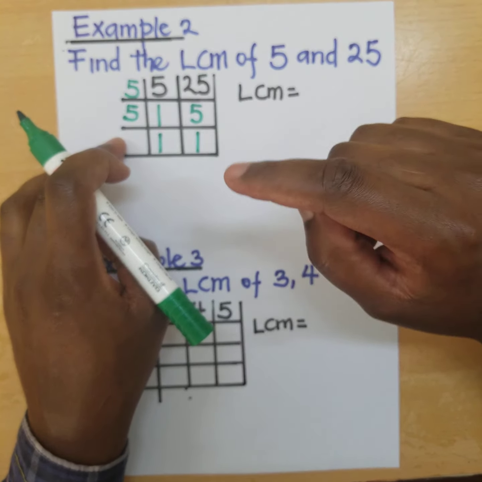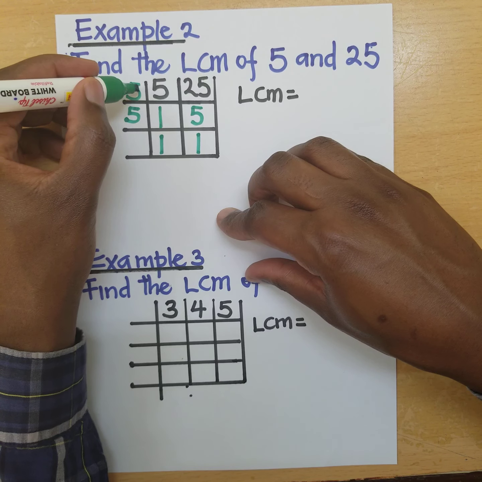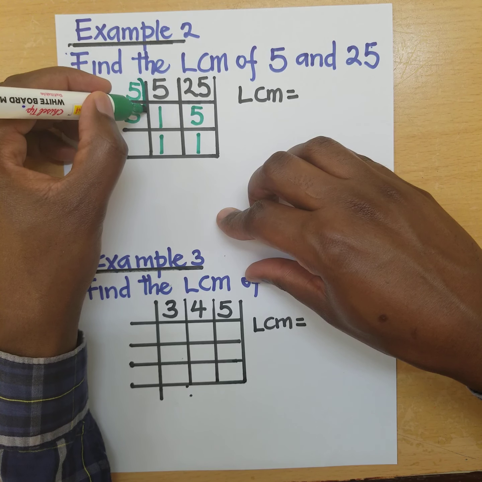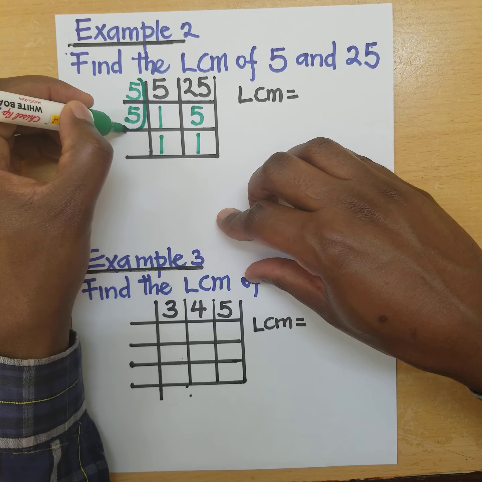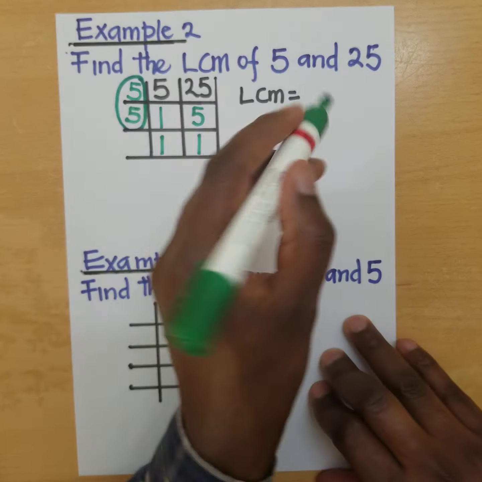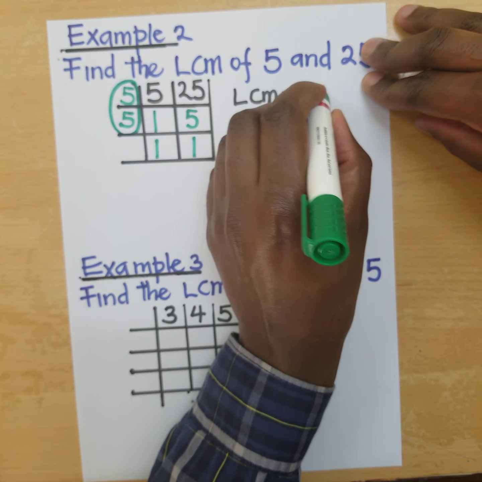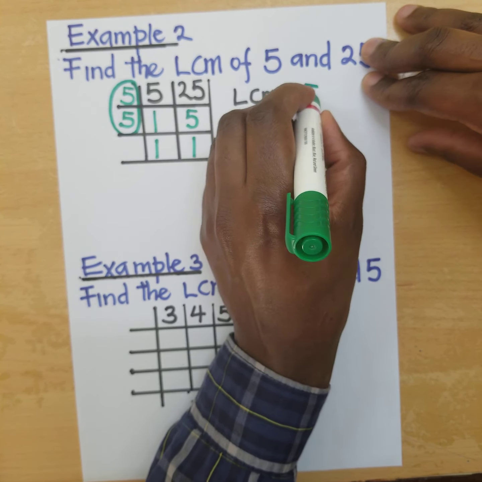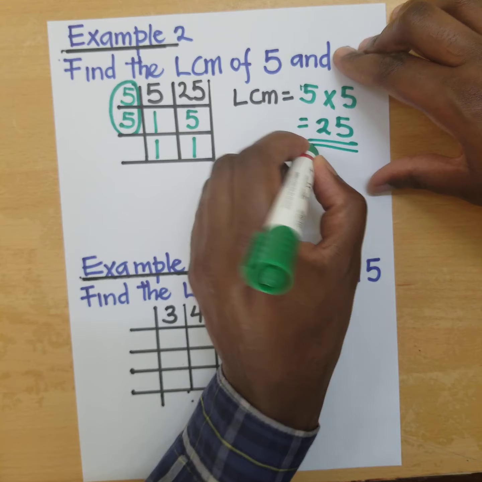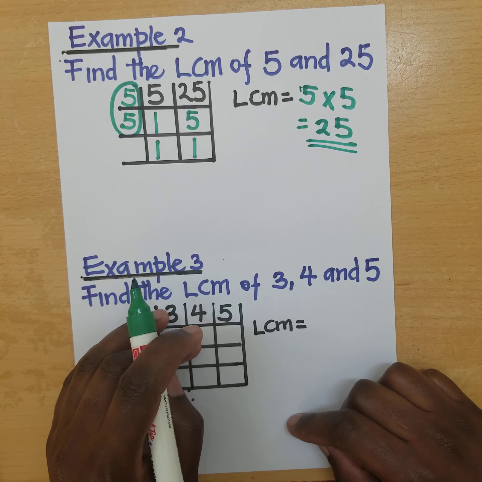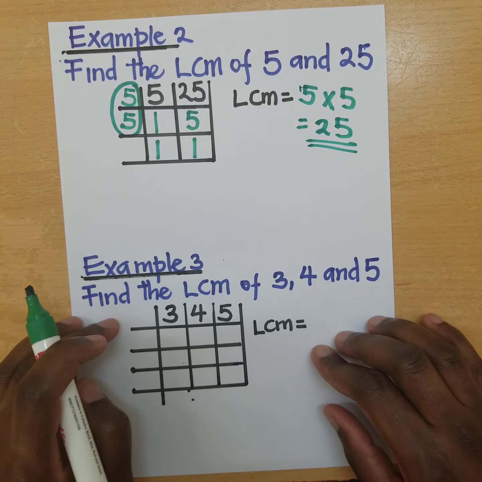For us to be able to find the LCM, you look at these numbers that you've been using here, and multiply them together. So for me to find the LCM, I'll get this 5 times 5. What will I get? I'll get 25. And my LCM will be 25. Let's try another one.